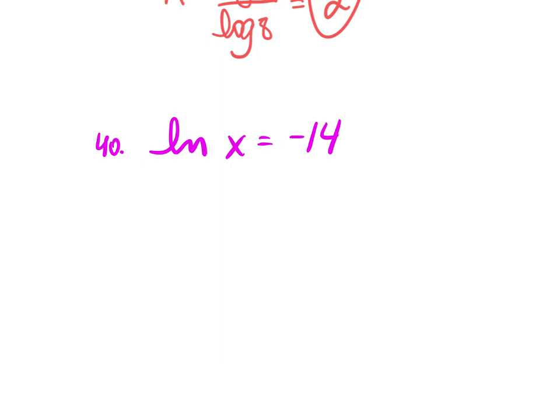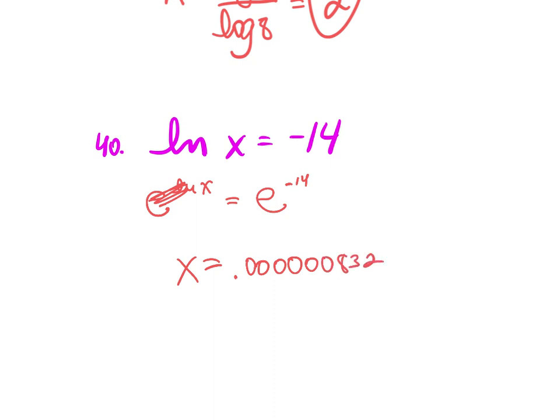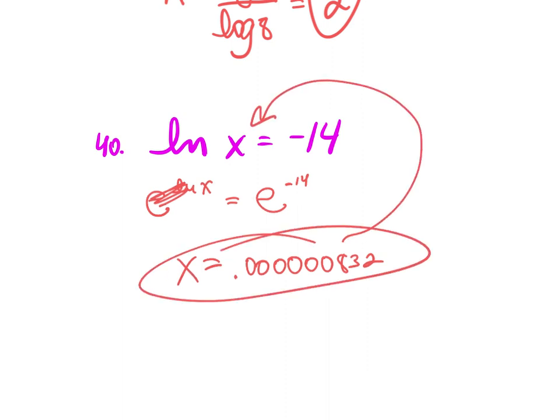I have a natural log. What's the opposite of natural log? E. My natural log is all by itself, so I'm going to say e to the ln x into the exponent. What you do to one side, you do to the other. So I get e to the negative 14. E and ln cancel out. I get x equals e to the negative 14th power, which is 0.000000832. Now what do I have to do? I need to plug that in here and make sure I get the correct answer.